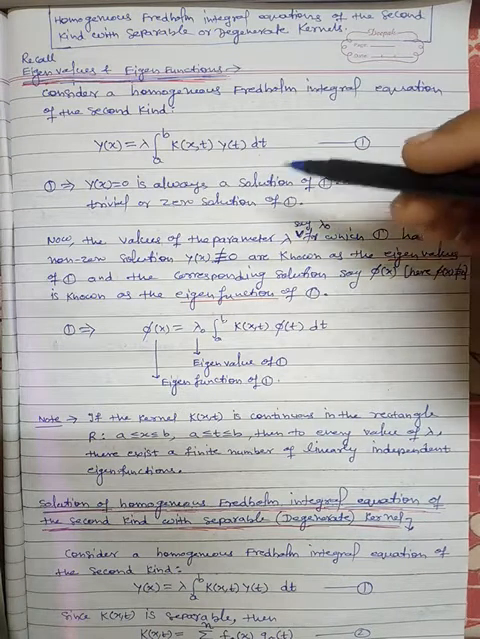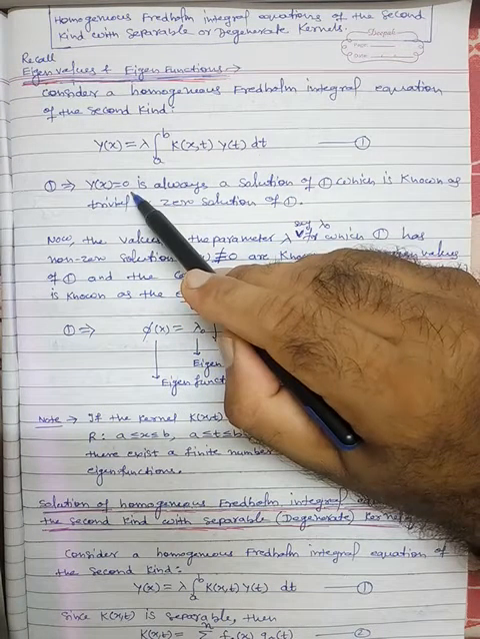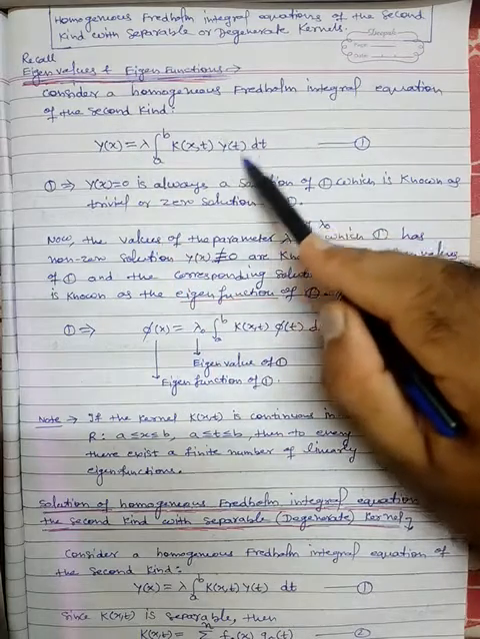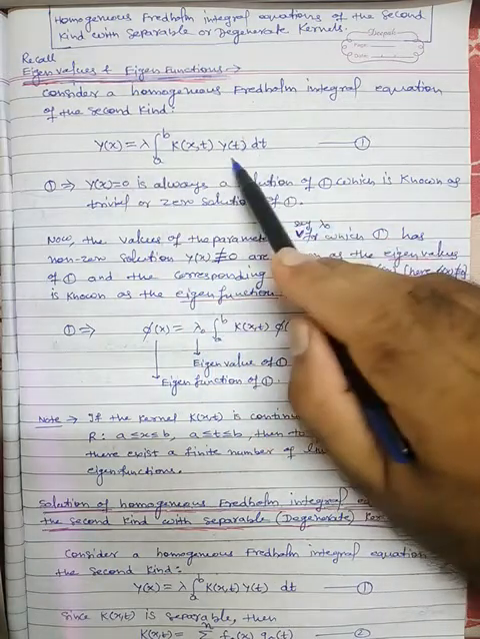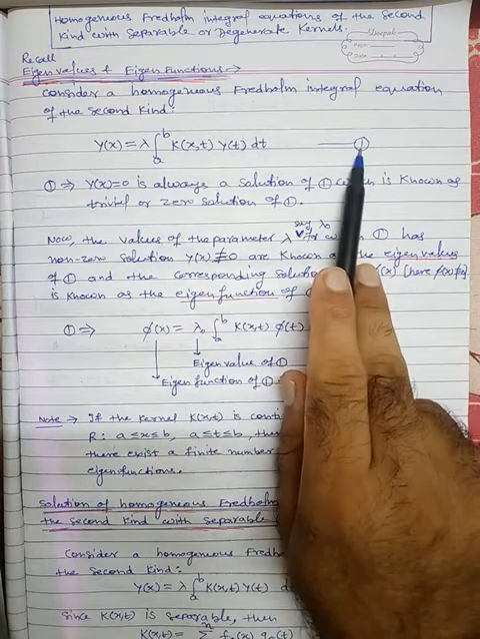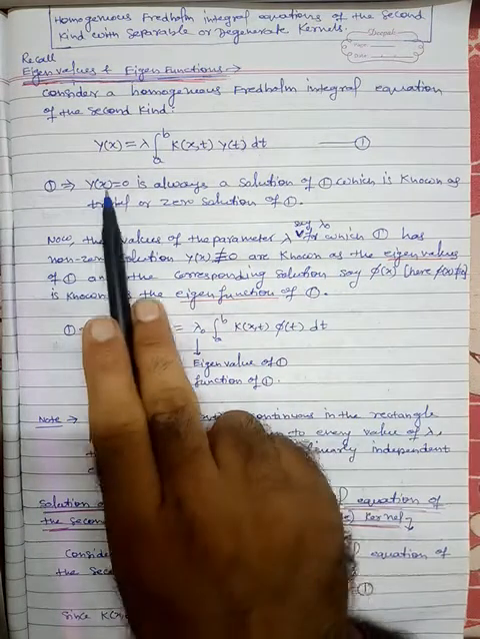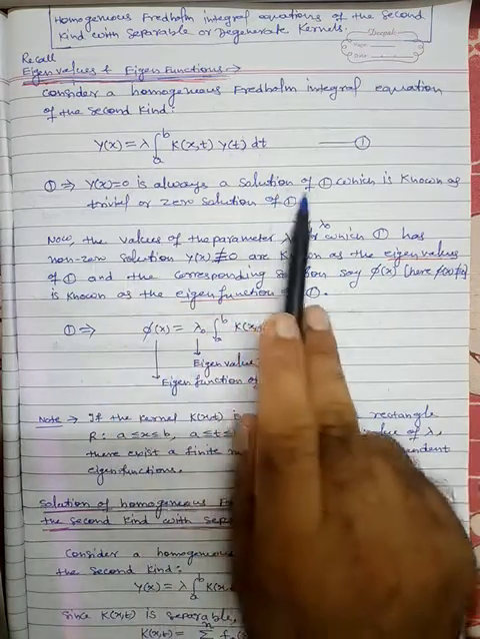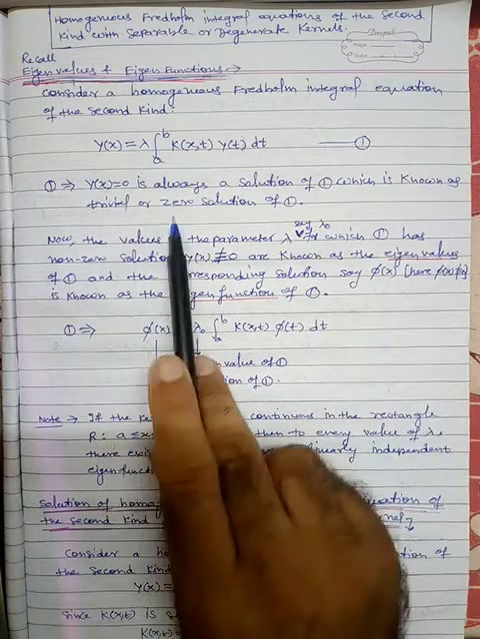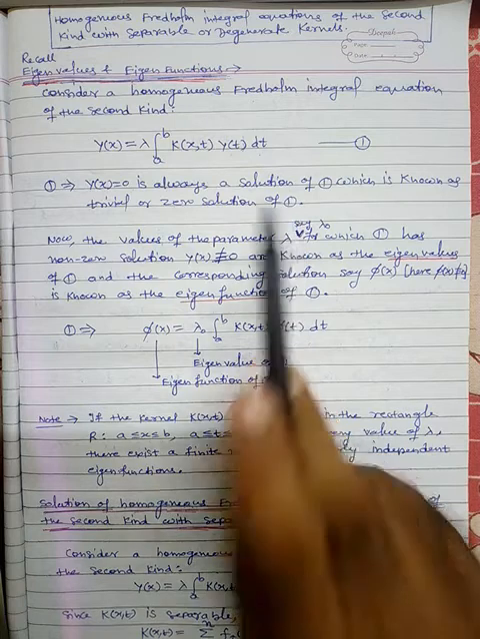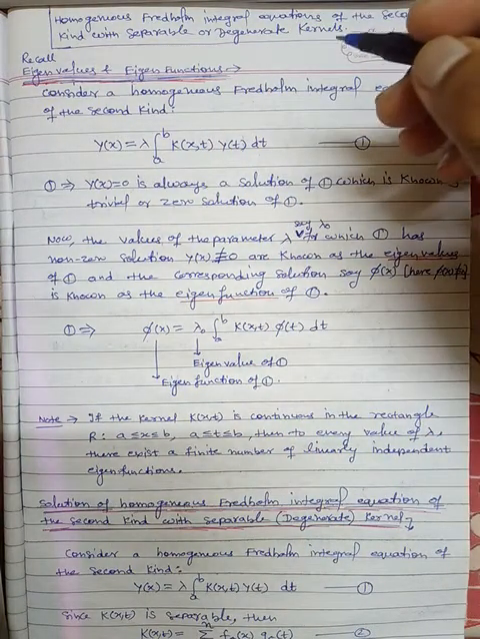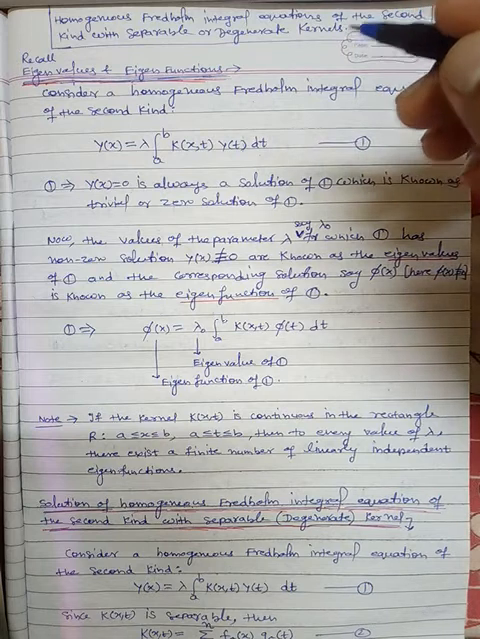Now you can see that when you put y(x) equal to 0, then this becomes 0 and here also becomes 0. So ultimately 0 is equal to 0. This satisfies equation number 1 trivially. That's why y(x) equal to 0 is always a solution of equation number 1, and this is known as the trivial or zero solution. But our interest is not in the trivial solution. Our interest is in non-trivial solutions.